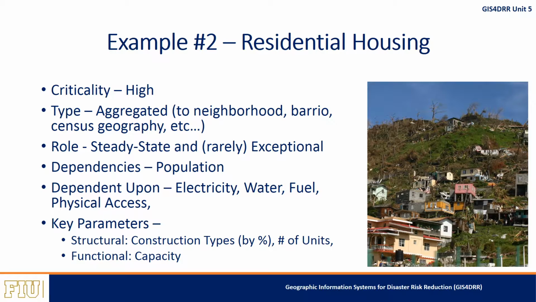The key parameters are again construction type, but then you have to break that down because there may be multiple construction types within the unit of analysis. But you do want to know how many units are there and maybe how many families and things like that. Under the functional parameters, you do want to know the capacity, how many people can be housed in those, however you measure that, whether it's by individuals or by families.